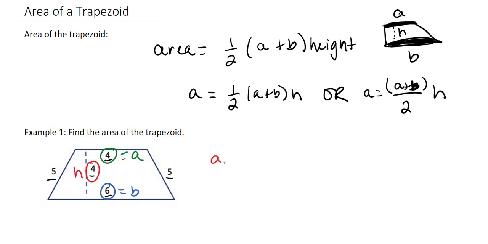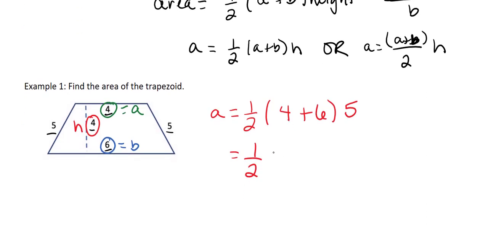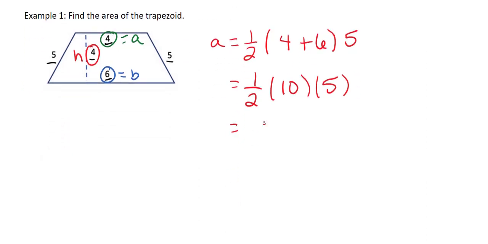So let's go ahead and write this out. We have 1/2, and then A, so that's going to be 4 plus 6 times the height, which is 5. Let's do what's in the parentheses first. So 4 plus 6, that's 10, and then 5. Well, if we go 1/2 times 10, that's just 5. If we look at this part first, this is 5, and then we have times 5.